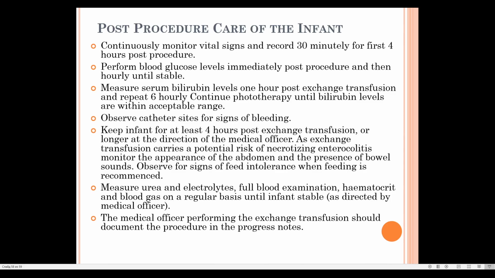We should measure urea and electrolytes, full blood examination, hematocrit and blood gas on a regular basis until the infant is stable, as directed by a medical officer. And the medical officer performing the exchange transfusion should document the procedure in the progress notes.